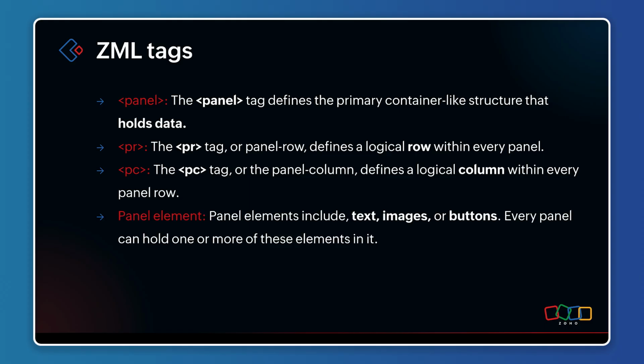And then we have the panel elements. The panel element is the place where you will be adding the text, images or buttons, and every panel can hold one or more of these elements in it. So once you create a panel, the panel can have a text, an image, a button, all three together, or it can have only text. So they can have one or more elements that you want to include in your panel, right? So this is the ZML tag. These are the basic ZML tags that we need to know.